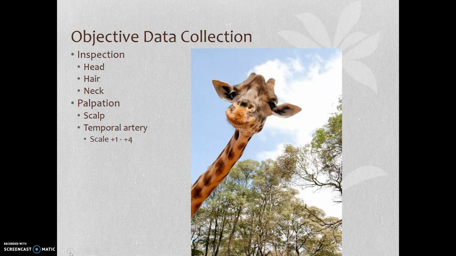Objective data collection, we're going to use your practice rubrics for the head and neck, but basically all you're doing is inspecting. So you're going to look at the head. Is it round? Is it equal on both sides? Is the hair thick, thin? Are there patches of baldness, or is it pattern baldness?